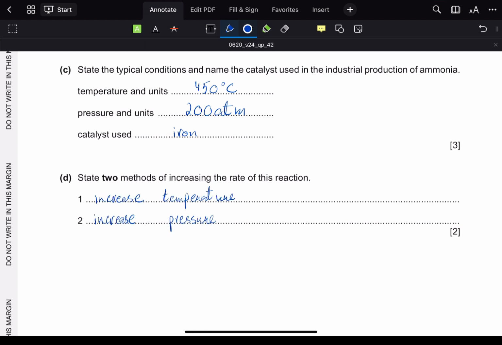And this is because when you increase the temperature or when you increase the pressure, more reactant particles collide together, and so more products are formed.